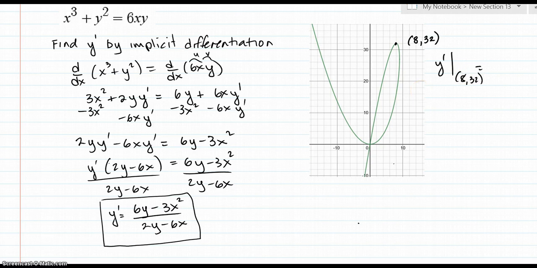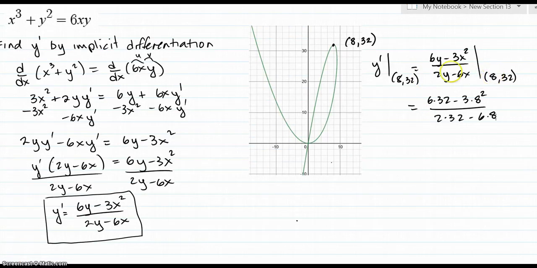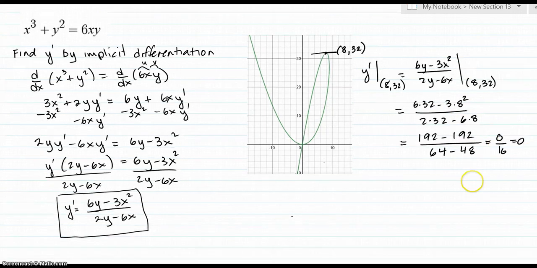If you check this out at the derivative of that point, plug in the point (8, 32) into this formula, plugging in the 32 for the y and the 8 for the x, this would actually be 0 in the numerator, since we'd have 192 minus 192, believe it or not, 0 over 16, which is indeed 0. You can try other points on here as well.